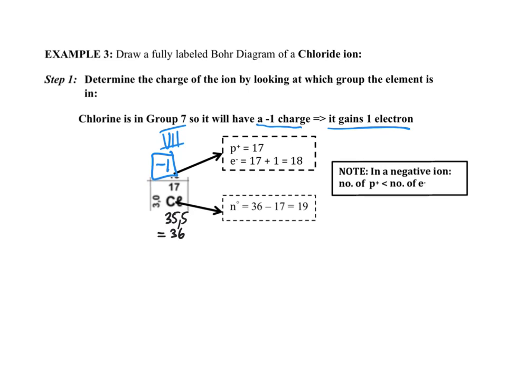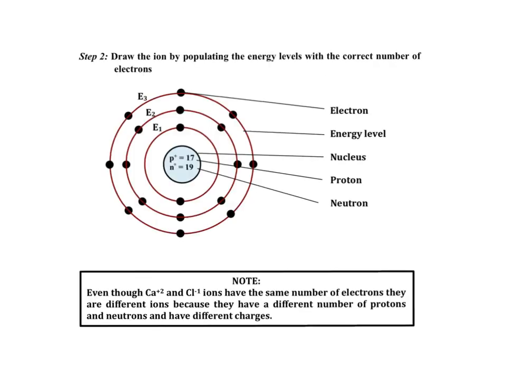We look at the number of neutrons. We take the mass number minus the atomic number, the big number minus the small number, and that's 36 minus 17, which is 19. So we see in a negative ion, the number of protons, 17, is less than the number of electrons. That's why it has a net or resultant negative charge. So now we draw the ion by populating, filling the energy levels with the correct number of electrons. We have 17 protons, 19 neutrons. We got that from the previous slide.